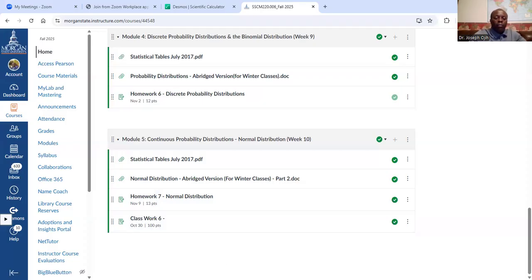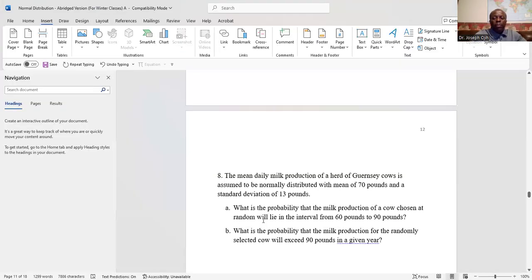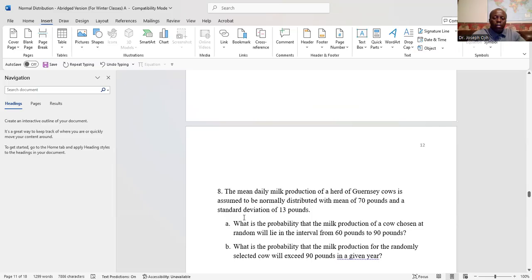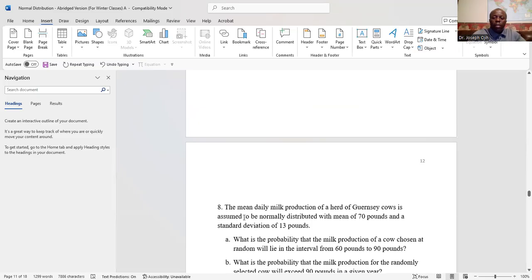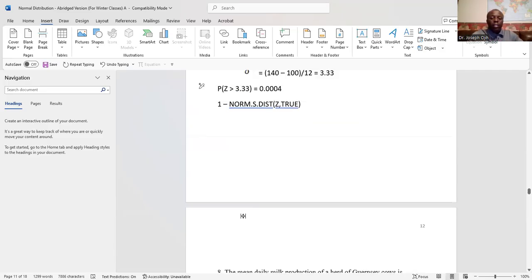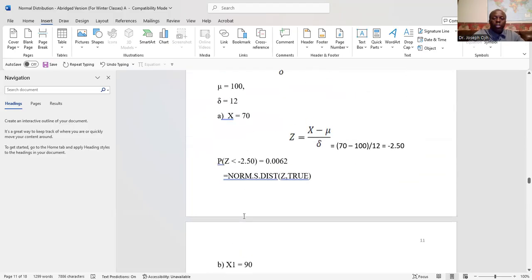Any other question before we leave? Did you say that we're going to have classwork due tonight? It's supposed to be due tonight, but I'm going to make it due tomorrow night. Thank you. You're welcome. For that classwork, are we going to use Excel? Yes, do it in Excel. See how I did this last question.